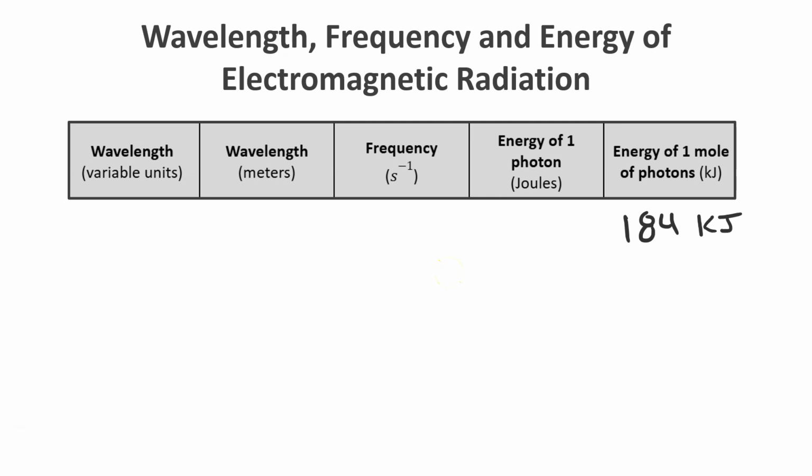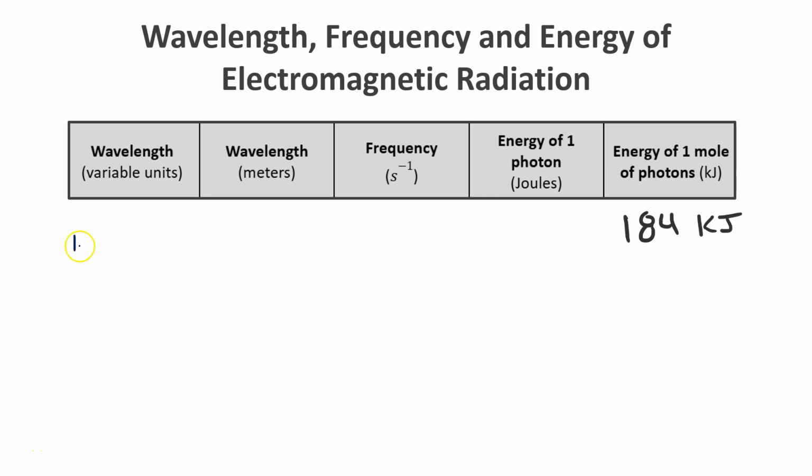Hey everybody, in this video we're going to walk through some of the wavelength, frequency, and energy calculations that you can do for electromagnetic radiation. In this example, let's say we've got 184 kilojoules, that is the energy of 1 mole of photons. And from that we've got to figure out, what about just one single photon? What's the frequency of this wave? And the wavelength of this wave.